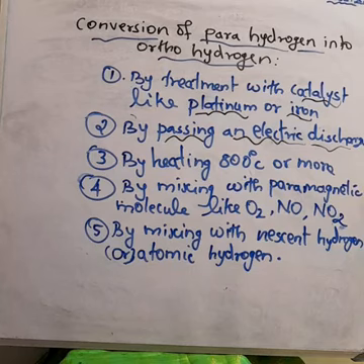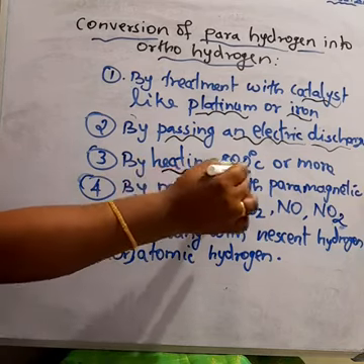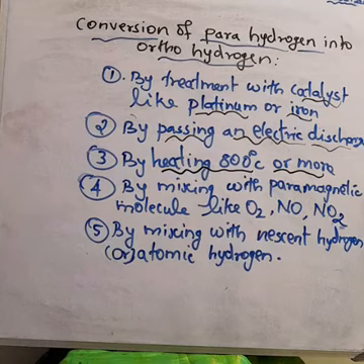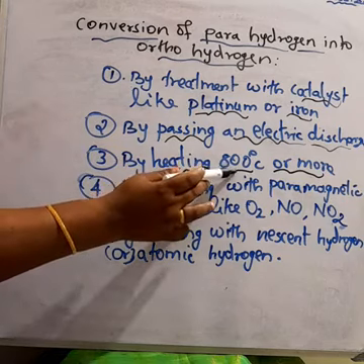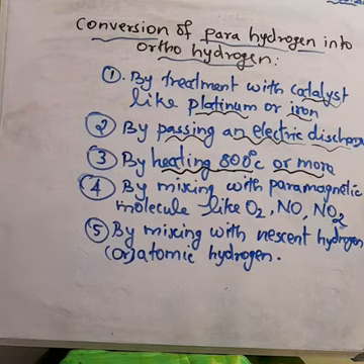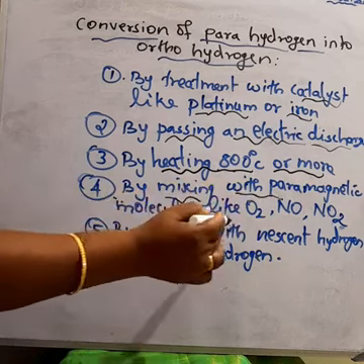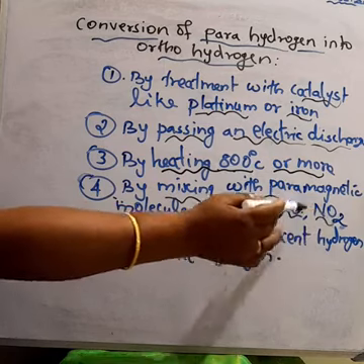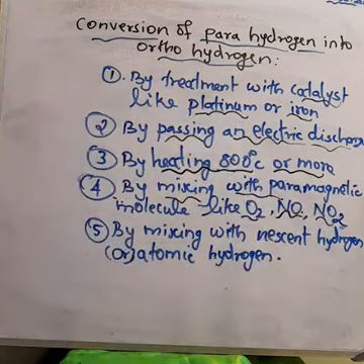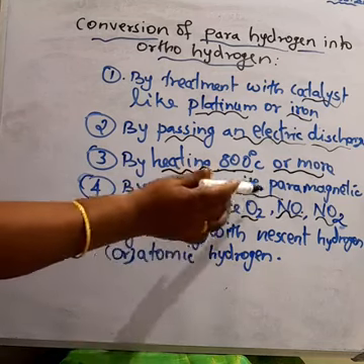What is the third point? By heating to 800 degrees Celsius or more. At room temperature, parahydrogen is not stable. But when we heat the para form of hydrogen at 800 degrees Celsius or more, we can get the ortho form, the stable form of the hydrogen molecule. Or otherwise, by mixing with paramagnetic molecules like oxygen, nitrogen monoxide and nitrogen dioxide, we can convert the para form into the ortho form.